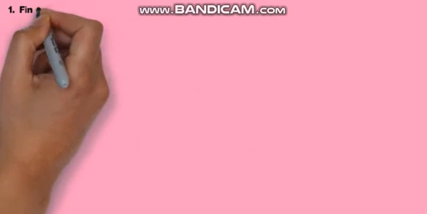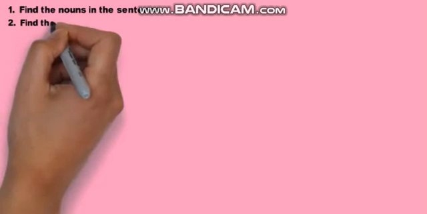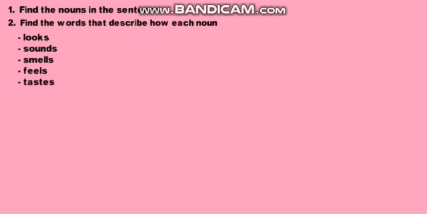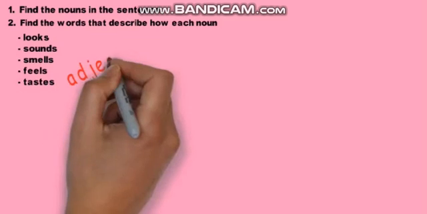First, we're going to need to find the nouns in the sentence. Remember, nouns are the people, places, and things we read, speak, and write about. Next, we'll need to find each word that describes how the noun looks, sounds, smells, feels, or tastes. These words are adjectives.